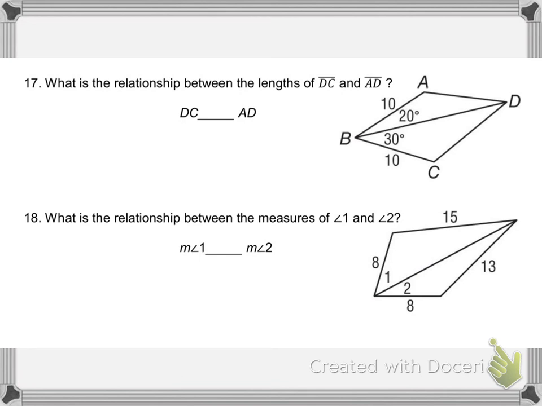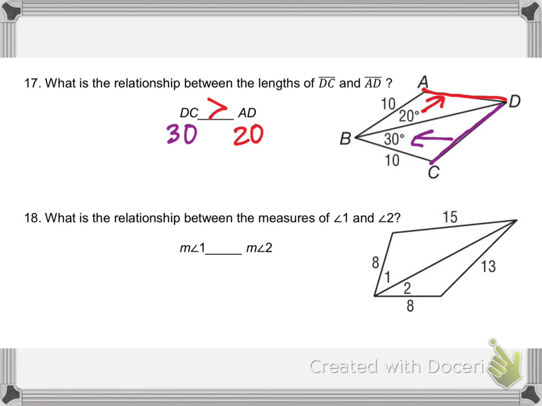And then the last two here, number 17, what is the relationship between the lengths of DC and AD? Okay, so I can see that DC is opposite from 30. I like to write these numbers down so that I don't have to keep looking back at the picture. And AD is opposite from 20. This was something called the hinge theorem, where I'm able to compare those two sides. And I can see that 30 is bigger than 20, so DC must be bigger than AD.